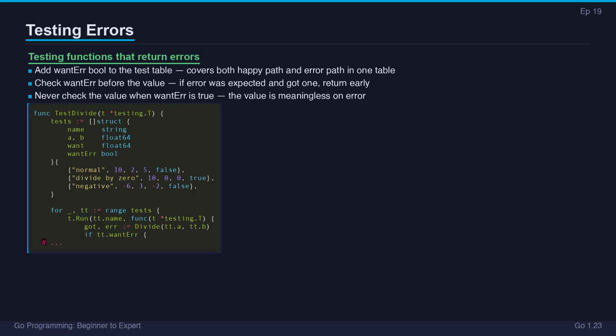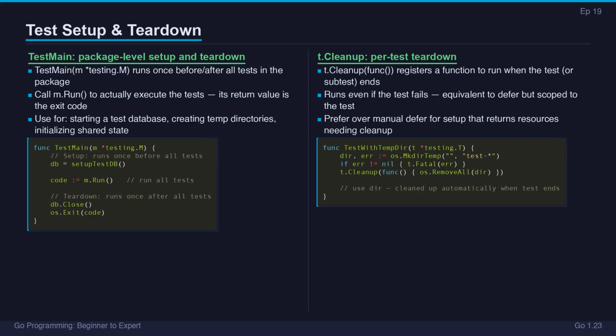TestMain is the escape hatch for package-level setup. It runs once before any test in the package runs. You call m.Run to execute the tests and pass its return value to os.Exit. Without the os.Exit, deferred calls in TestMain would run, but the process exit code wouldn't reflect test results. Use TestMain for things that are expensive to set up and shared across all tests: starting a test database, creating a test server, seeding fixtures.